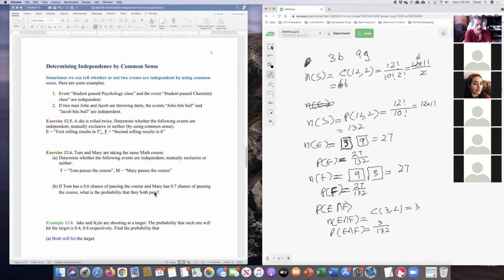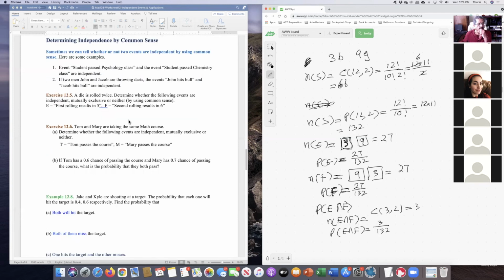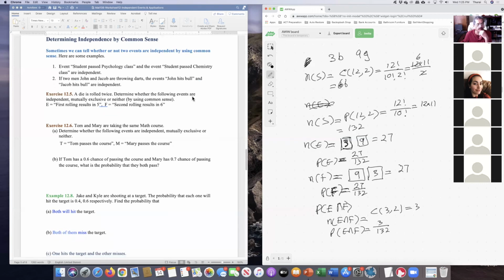Here's the second example. Two men, John and Jacob, are throwing darts, and John hits the bull is one event. Jacob hits the bull is another. They're clearly independent. They're two different people, so whether one hits the bull or not doesn't depend on the other. All right, 12.5 says a die is rolled twice. Determine whether the following events are independent, mutually exclusive, or neither by using common sense. E is the first rolling results in 5. F is the second rolling results in 6.